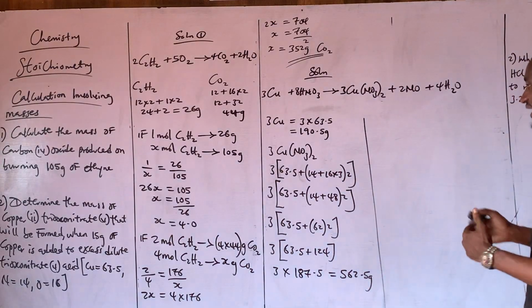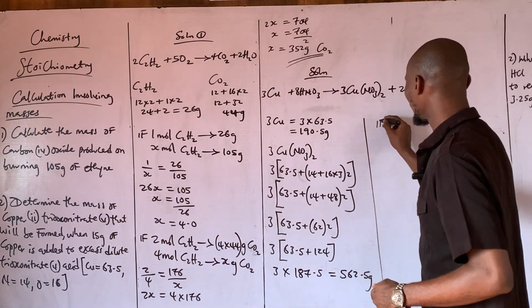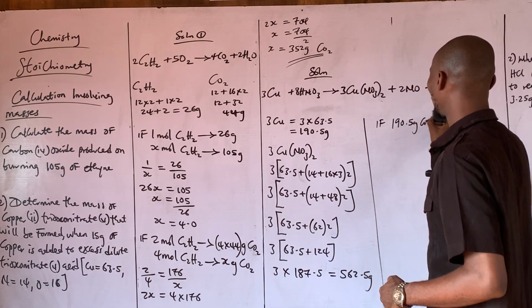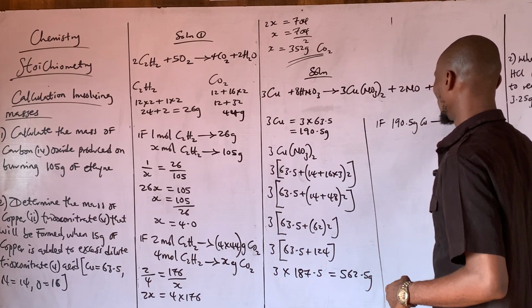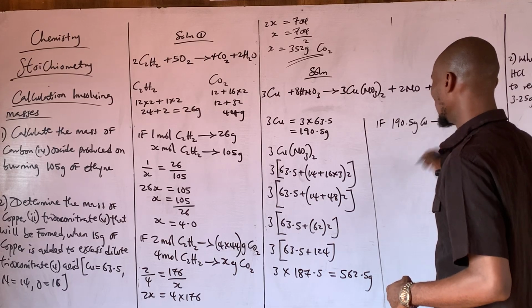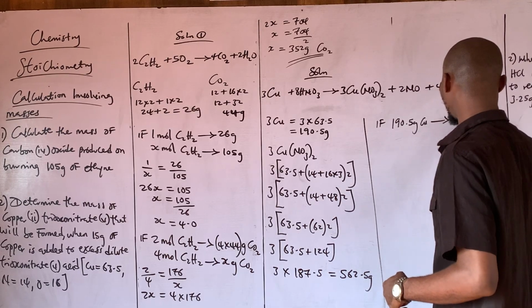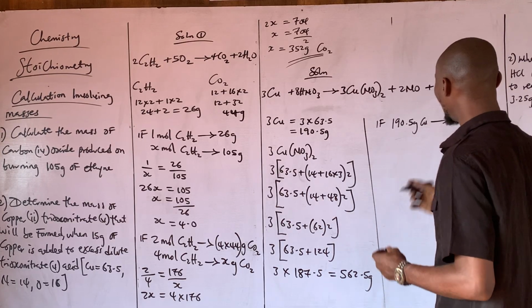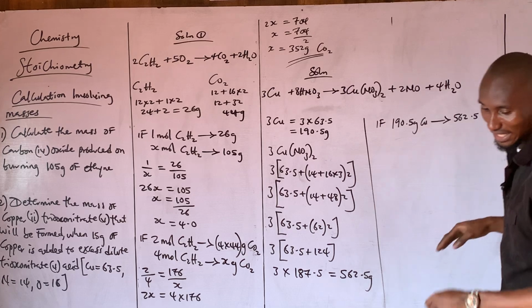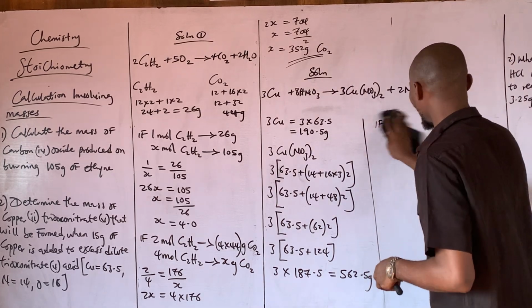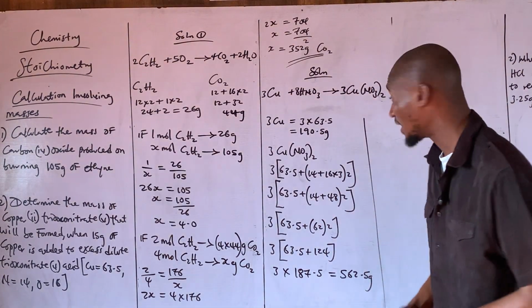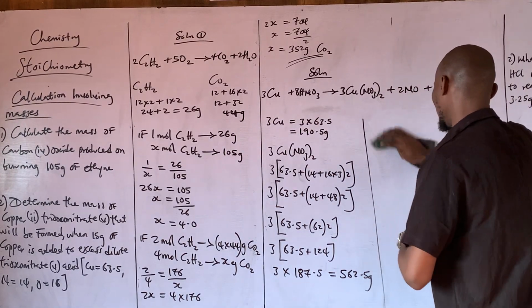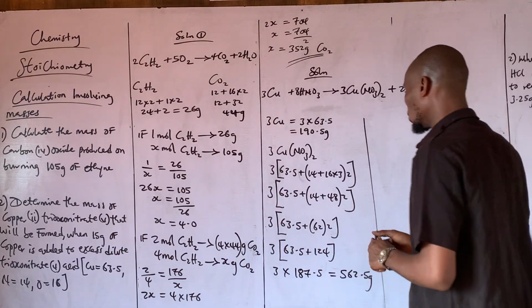We'll come over to this side and we'll say if 190.5 gram of copper gave 562.5 gram of I want this compound to appear boldly on this side so that we get the analysis clear. Do you get my point now? Yeah.